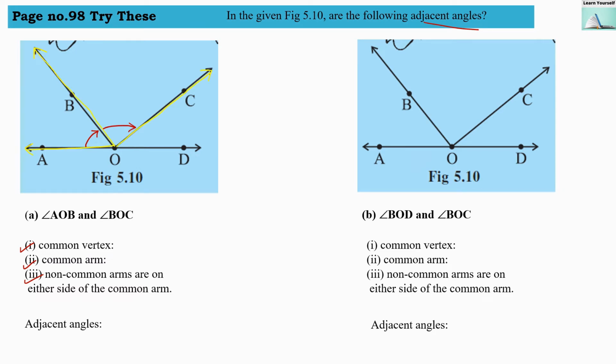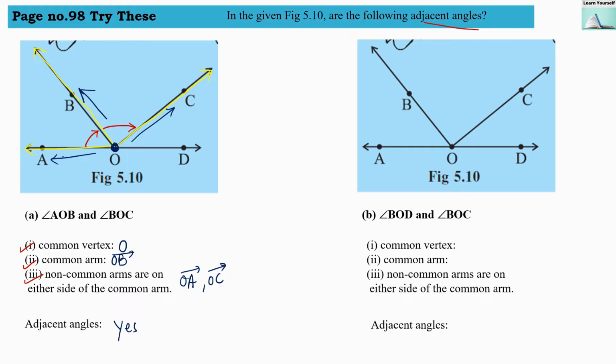Let us check our first condition, common vertex. Yes, they do have a common vertex and that is O. Then second, common arm. OB is the common arm between these two angles. Then the third condition is non-common arms on either side of the common arm. Yes, the non-common arms are OC and OA, and they are on either side of the common arm. So all three conditions are fulfilled, so yes, they are adjacent angles.